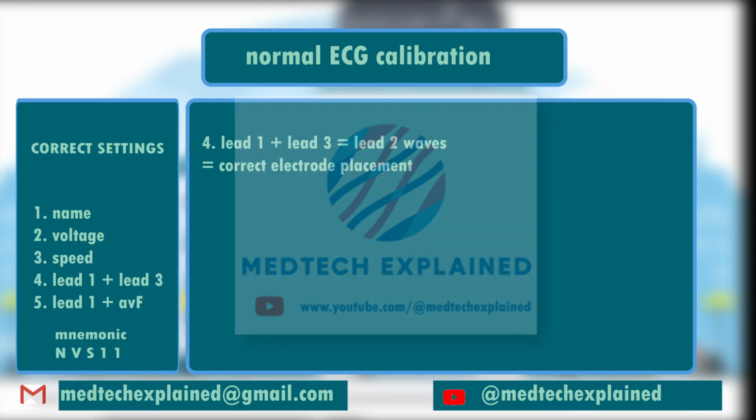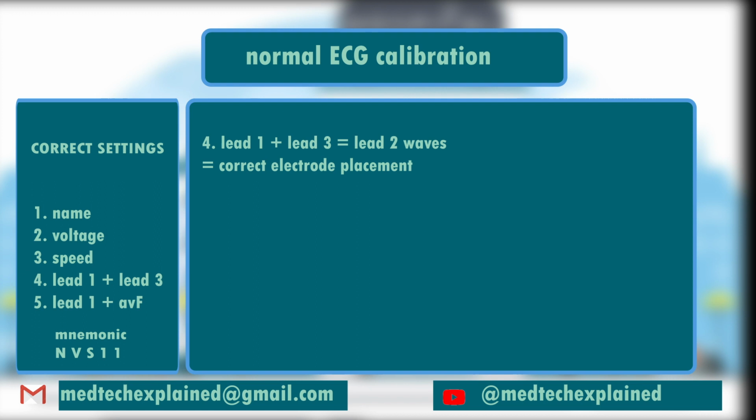Normal ECG placement and axis. Now let's go to points 4 and 5. These are both related to lead 1 of the ECG. Point 4 is looking at lead 1 and lead 3 together and making sure they are smaller than lead 2.